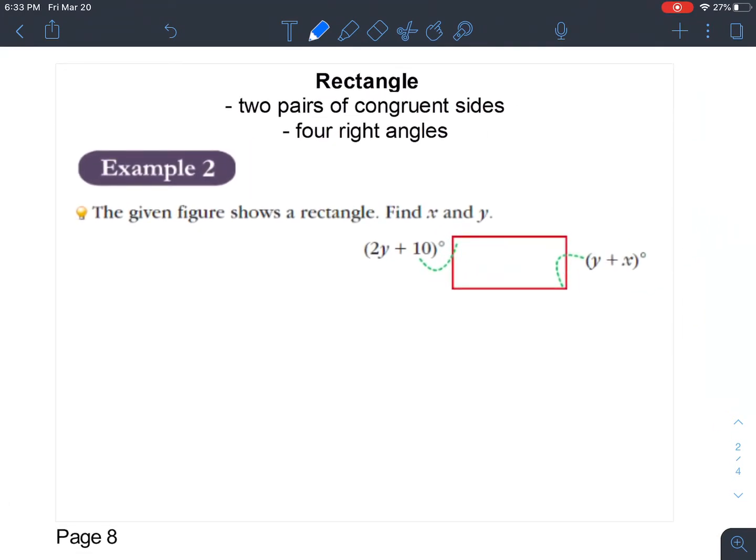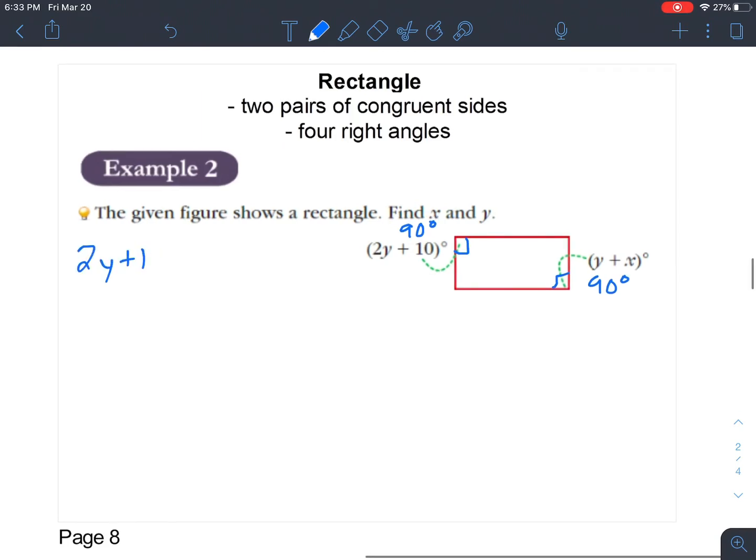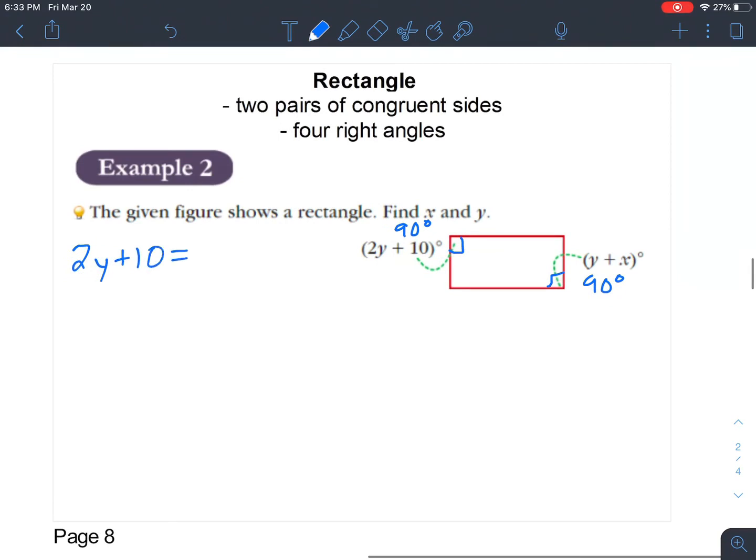For a rectangle, 2 pairs of congruent sides and 4 right angles. So we have these 2 angles here. Both of them need to be right. So we know that they're both going to be 90 degrees. Kind of like the previous example, this one cannot be solved yet because we have 2 variables. There's not enough information in order to solve that. So instead, let's focus on this side here. We have 90 and 2y plus 10. So we can set those equal.